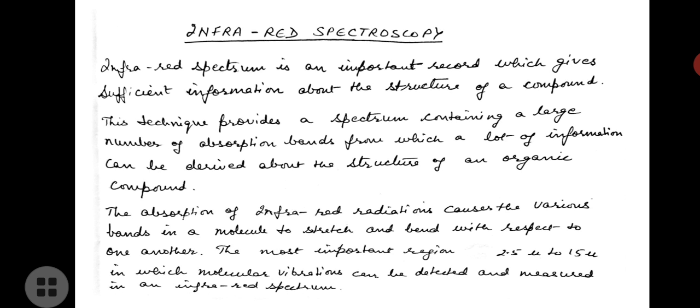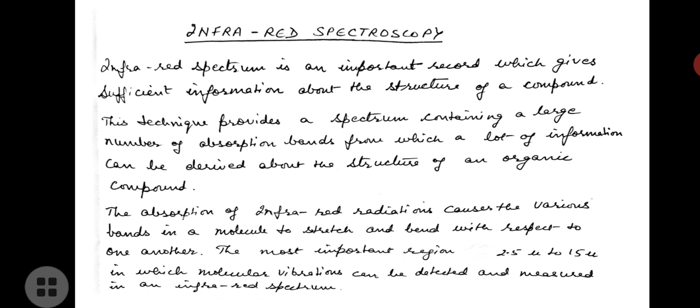When infrared light is passed through a sample of an organic compound, some of the frequencies are absorbed while other frequencies are transmitted through the sample without being absorbed. If we plot the percentage absorbance or percentage transmittance against frequency, the result is an infrared spectrum.